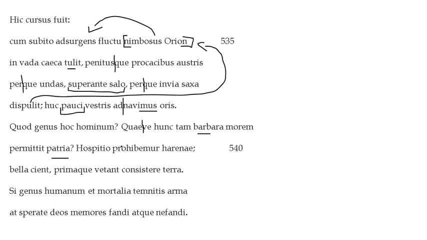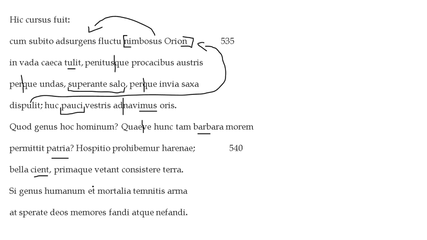All right, and then he says, prohibemur, we are prohibited from the hospitio harenae. All right, notice that the harenae, the sand, is again used here by metonymy for the shore. Bella cient, and here the subject is supposed to be understood as the people who are threatening destruction to the ships. And then primaque vetant consistere terra. They prohibit us from taking our place on the prima terra, on the first land.